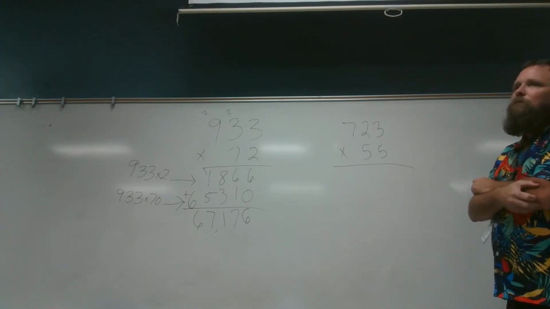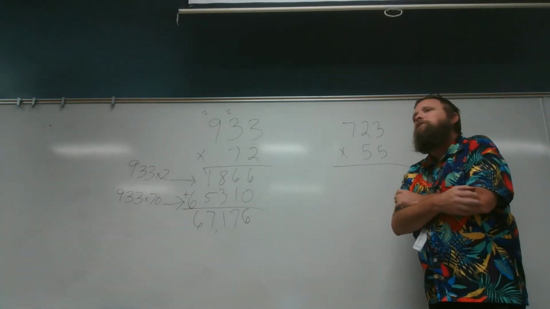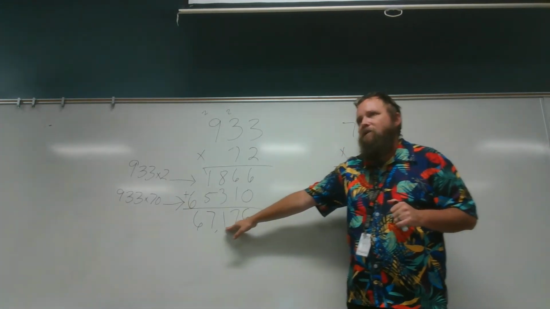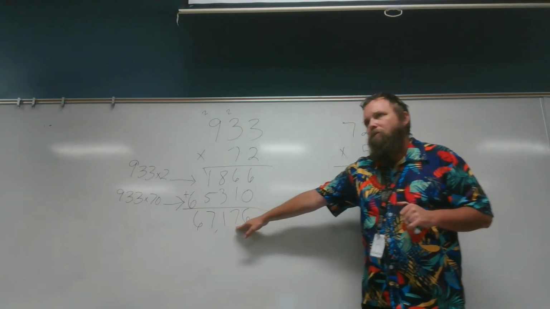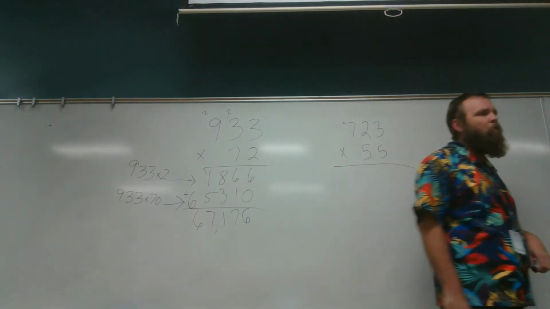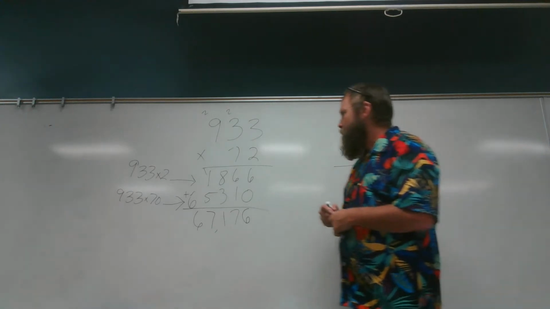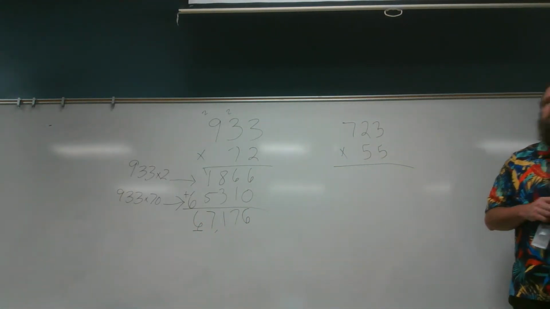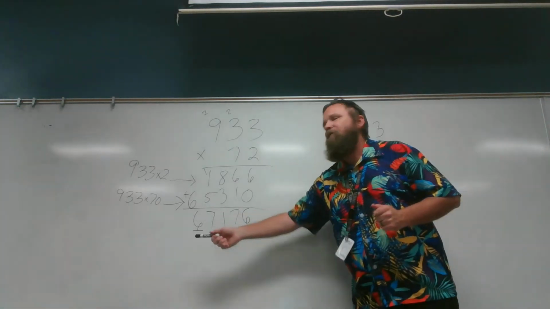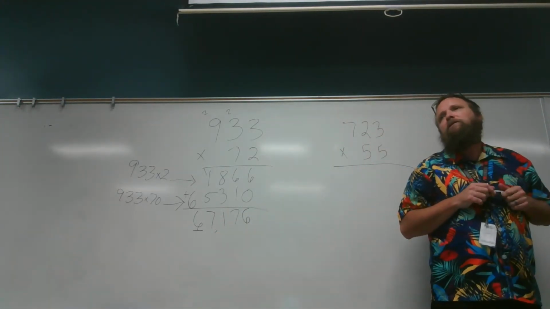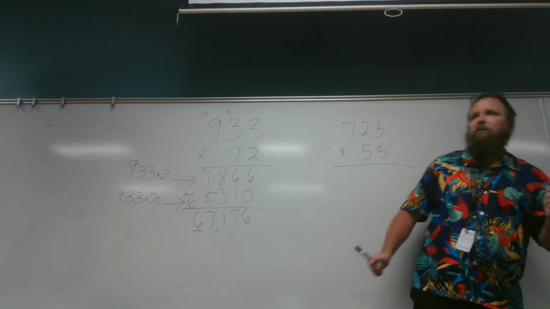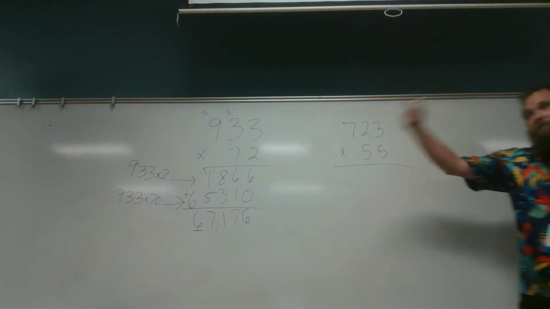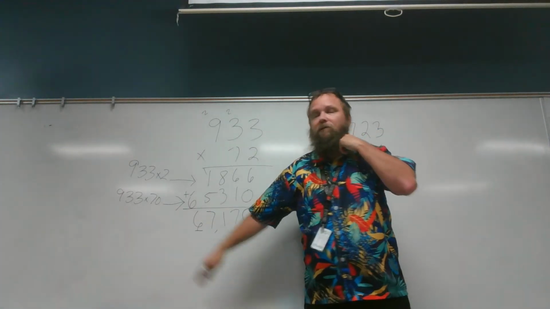67,000. Good. 67,000. How do you say this number? 67,176. Hey Dylan, what is the value of the 6? 10,000. So if I have 6 10,000s, how many do I have? 60,000. Good. The value of this is 60,000. Because that's 6 10,000s.